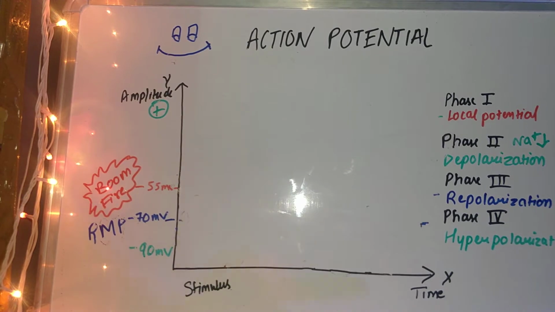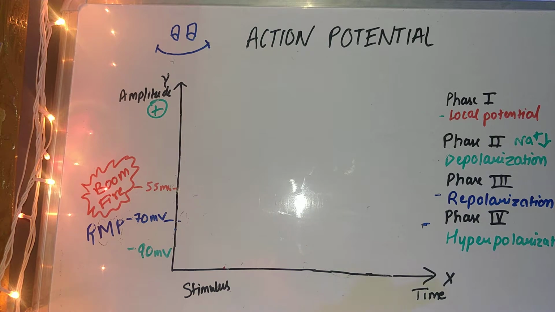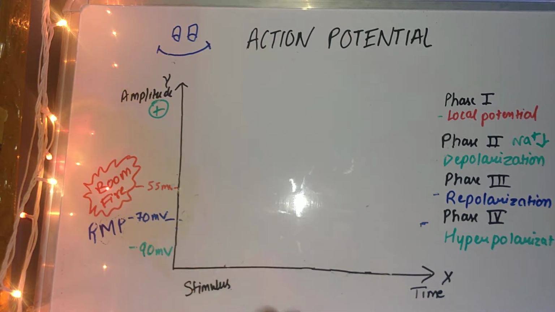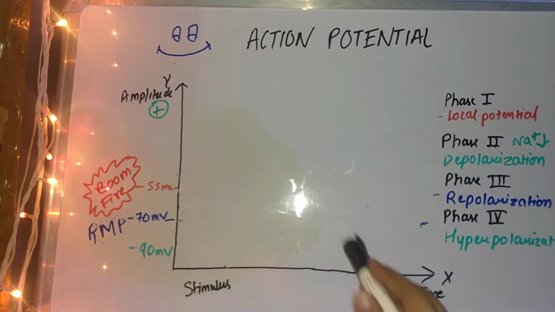So here's a graph of a nerve cell: amplitude on the y-axis, and the x-axis is time. Before going to this graph, I will ask you, what is the resting membrane potential of the nerve cells? The nerve cell resting membrane potential is minus 70 millivolts. So always remember, when the nerve cell is at rest, it has a membrane potential of minus 70 millivolts. How about the skeletal muscles? It is minus 90.